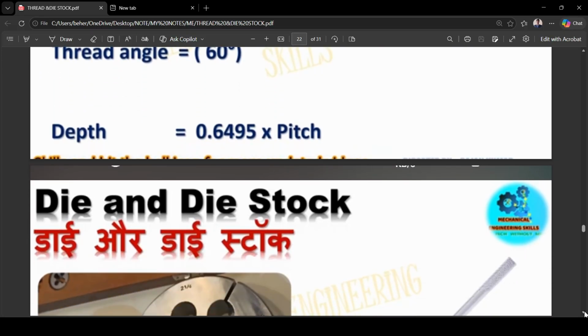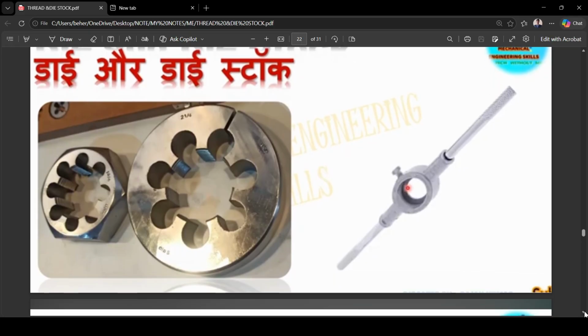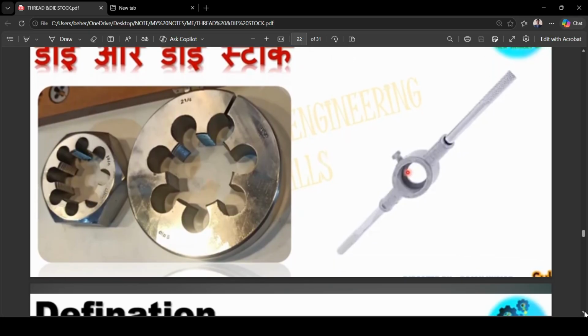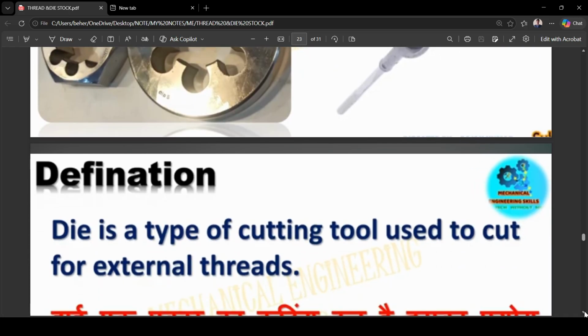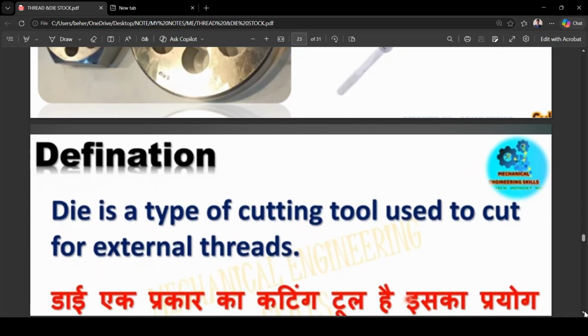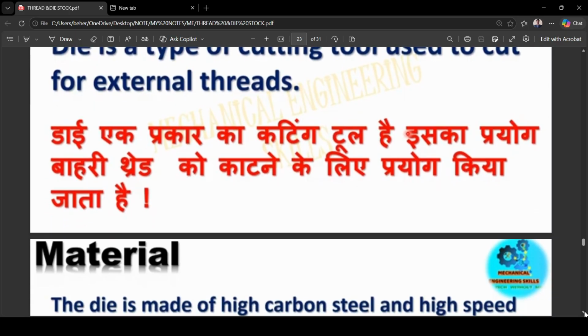Die and die stock. See, what is a die and die stock? This is called the die and this is called the die stock. So I will explain the definition. A die is a type of cutting tool used to cut an external thread.